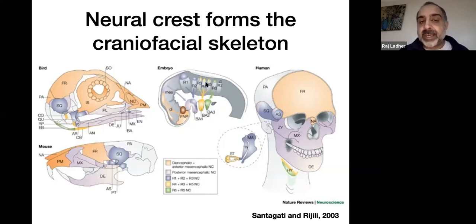These rhombomeres here will form a crest that's heading to branchial arch 2. This rhombomere to branchial arch 3. And so that's the only thing that's important there.